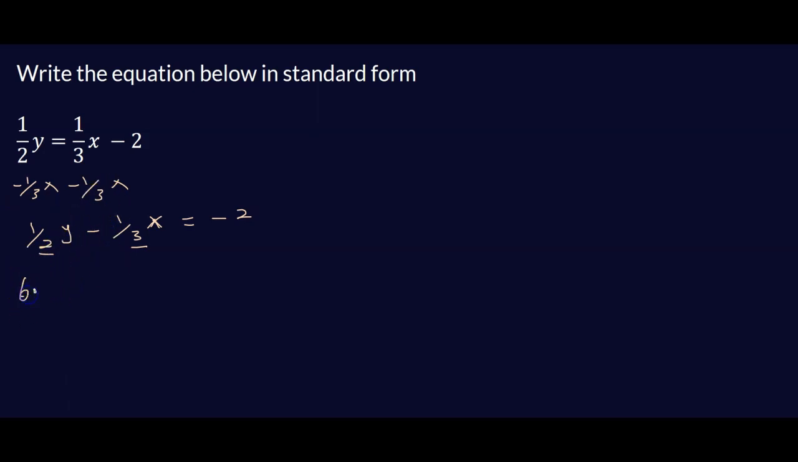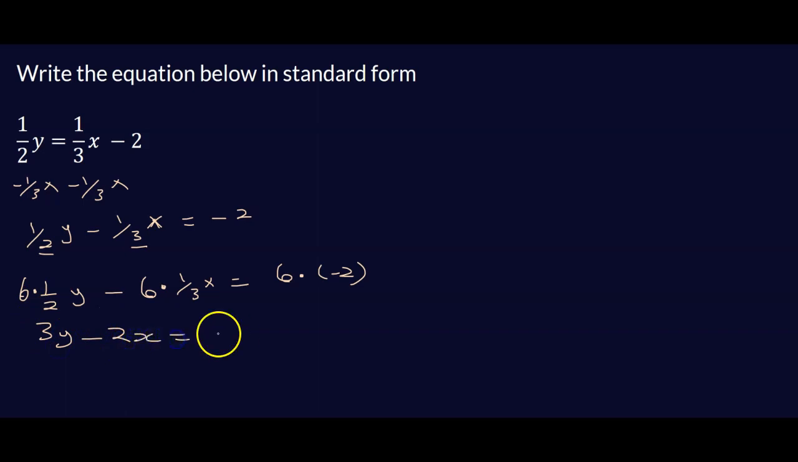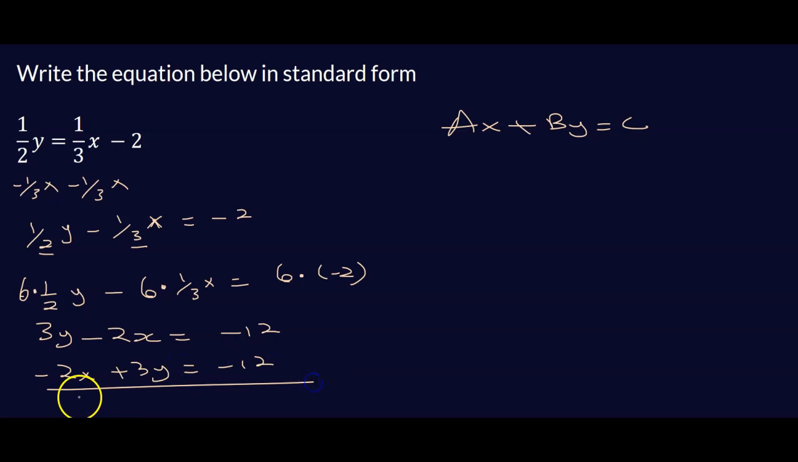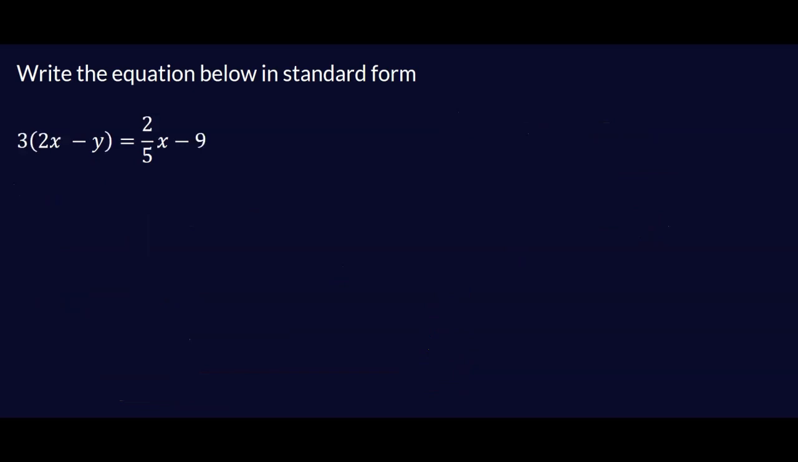So we say 6 multiplied by 1/2 y, minus 6 multiplied by 1/3 x, equal to 6 multiplied by negative 2. So this is going to be 3y minus 2x equal to negative 12. And then we're going to rewrite this as ax plus by equal to c. So this is going to be negative 2x plus 3y equal to negative 12. And that is going to give us our answer for this equation expressed in standard form. So let's do one final example.